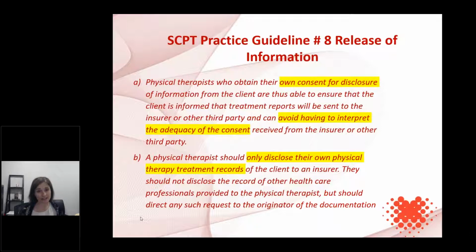You can provide your own consent, and the position statement actually provides a template for that if that's the route you go, or you could have your own version, and we encourage that. The other scenario would be that the third-party payer may have facilitated that consent and had the patient sign it in advance. If that's the situation, the physical therapist would have to interpret the adequacy of the consent being provided and make sure that it meets the elements. And we'll go through those shortly.